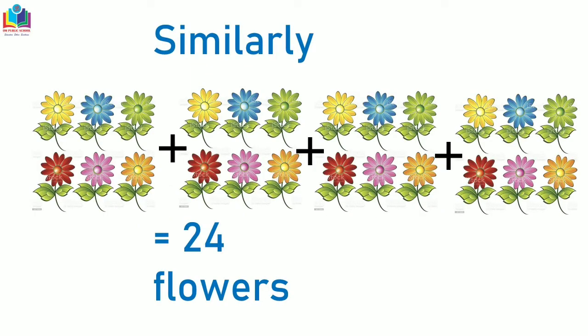Similarly, what if we choose some other number? Like we have 4 baskets over here. 1, 2, 3, 4. And I have 1, 2, 3, 4, 5, 6 flowers in each of these baskets. If you count all of these flowers manually one by one, you will get 24 flowers altogether.